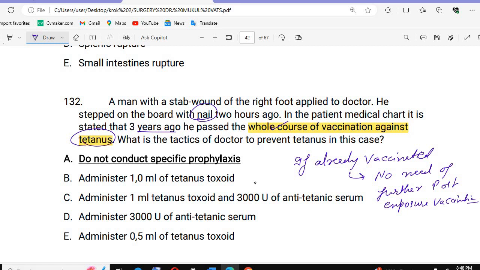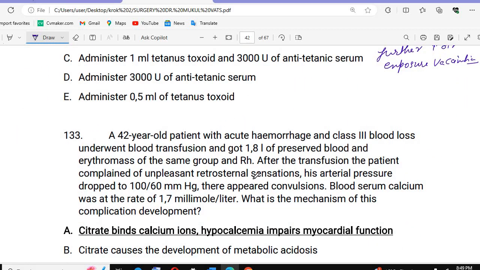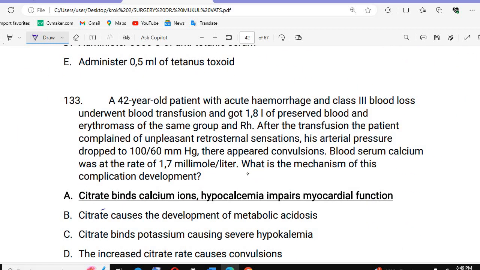But in case of tetanus, we will give 0.5 ml, firstly the 0.5 ml injection, and then the whole course to prevent tetanus. If the whole course of vaccination is already given, then there is no need to conduct any specific prophylaxis or give any further vaccination. Okay. This question we did yesterday.